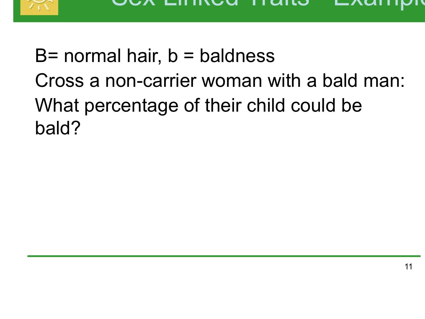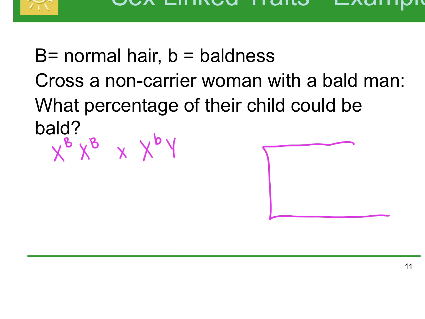So I'm just going to start by writing the parent genotypes. Okay, so we have a non-carrier woman. So that means she is X with normal hair, X with normal hair. And she's going to mate with a bald man. So the man is X little b, Y. And if we want to predict what their offspring are going to look like, we're going to draw a Punnett square. So we have X little b, Y, X big B, X big B.